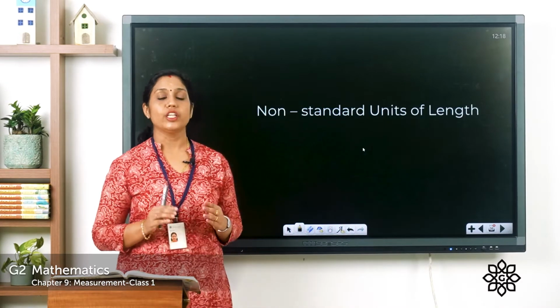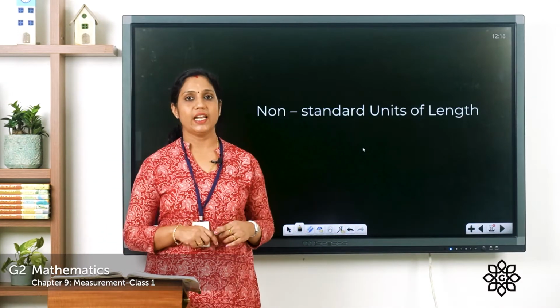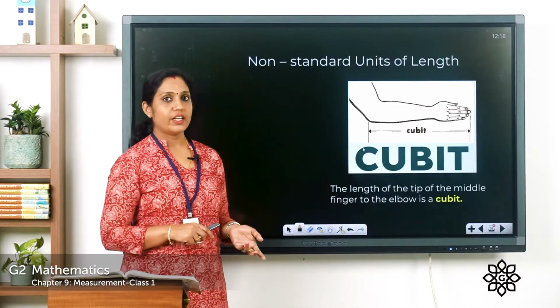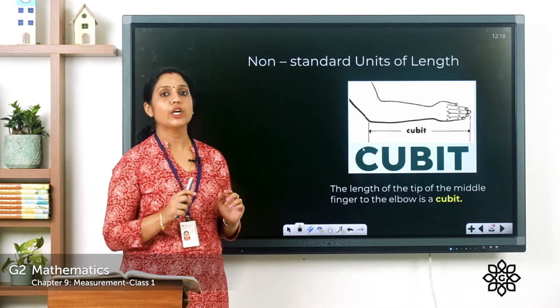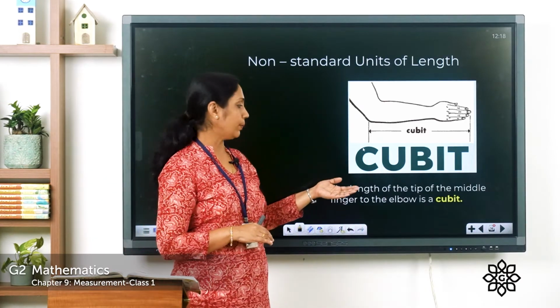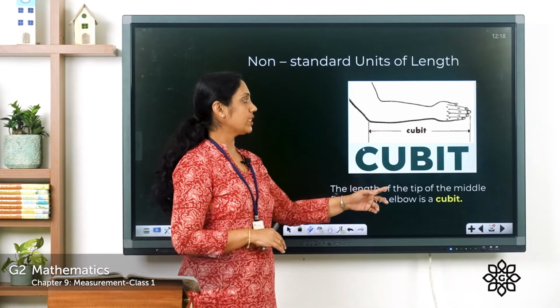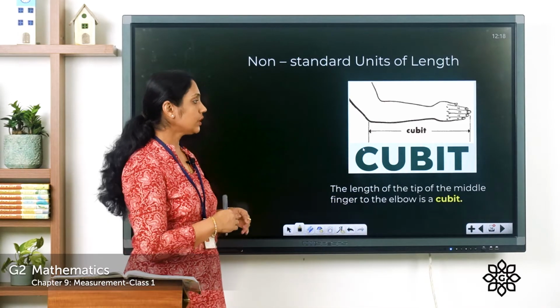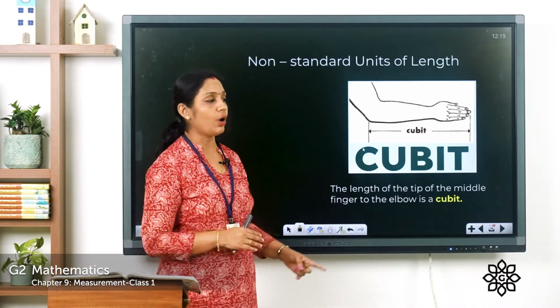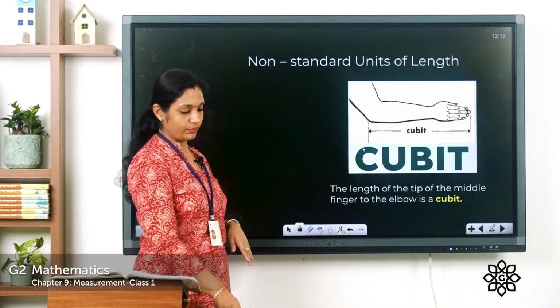Now let's learn about the non-standard units of length. How can we find out length? Let's start learning it. In the non-standard units of length, first we have cubit. So what is a cubit? The length of the tip of the middle finger to the elbow is a cubit. So the tip of the middle finger till the elbow, that measurement is called the cubit.